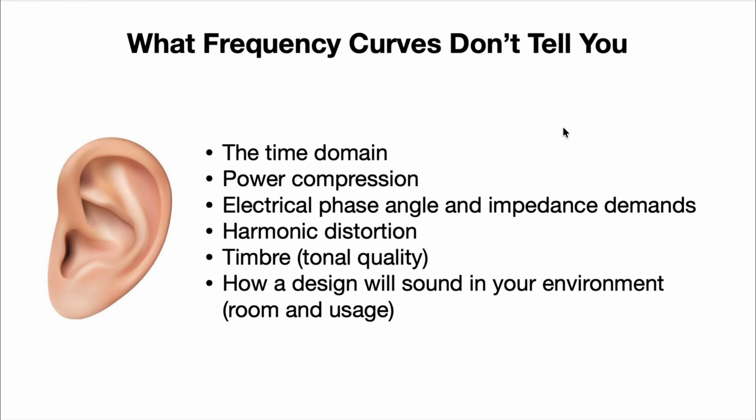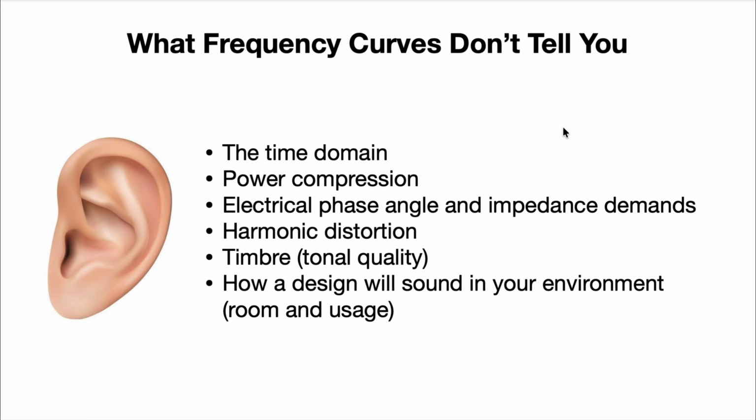Frequency curves and even more elaborate measurement data don't tell you the whole story that your ear perceives. Some examples of this are the time domain. Looking at a frequency curve, we don't get a sense of how long a note lingers on the cone. So while we see what that tone is at an instant, that lingering tone can bleed into other tones. So the time domain is relevant.